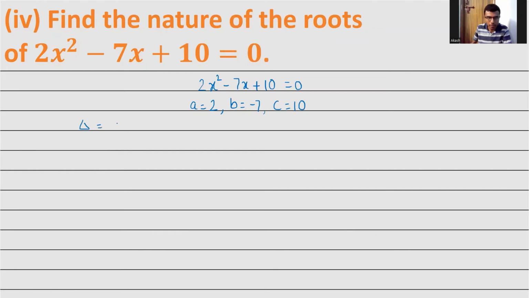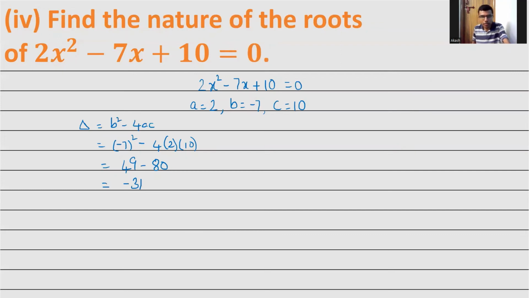Again, our delta is going to be b square minus 4ac. So that's minus 7 whole square minus 4 into 2 into 10. Minus 7 whole square is 49, minus 4 2s are 8, 8 into 10s are 80. Now 49 minus 80 is going to be minus 31.